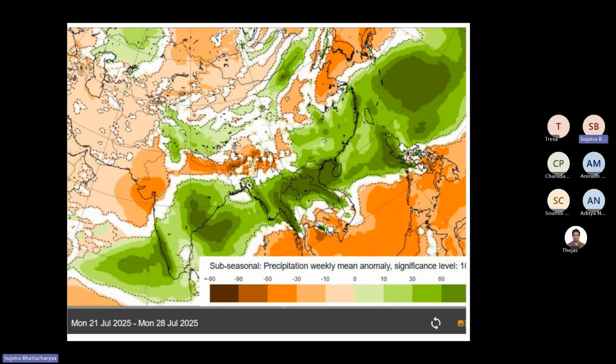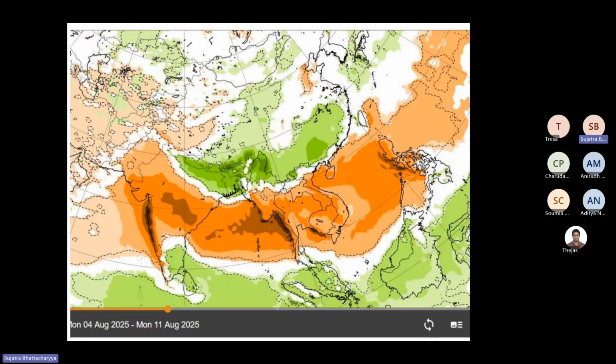Now this is this week. You go to next week, it disappears. For 4th to 11th August, you see there is completely low rainfall here and high rainfall here. And this will move northward now. You will see that happening in the forecast.